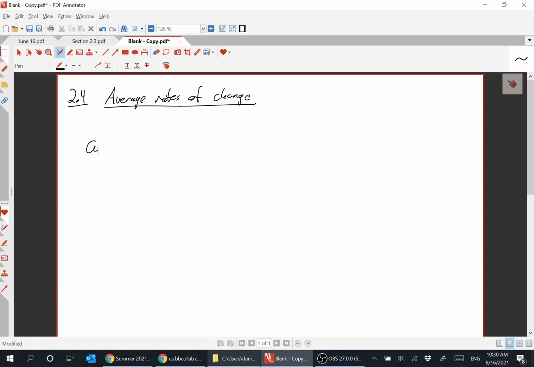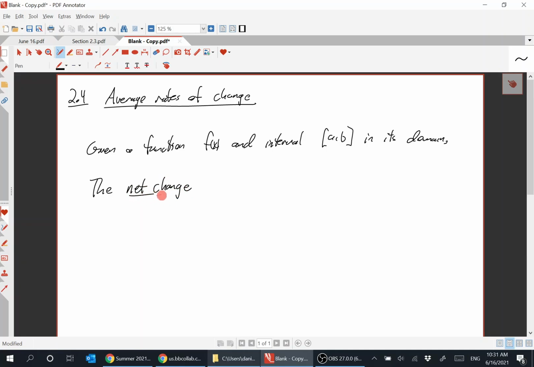So given a function f of x and an interval, usually a closed interval, in its domain, the net change, usually called total change, of f of x on the interval is f of b minus f of a.